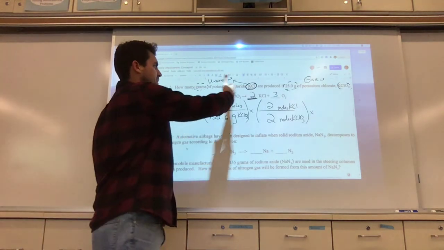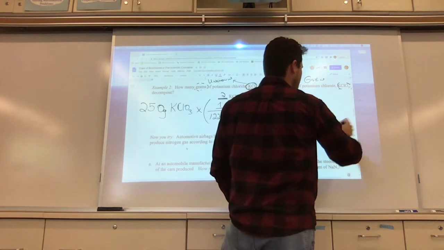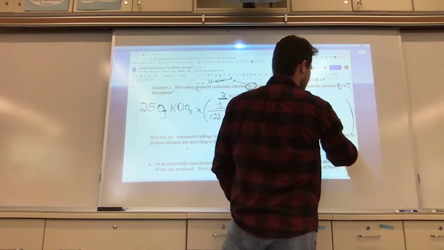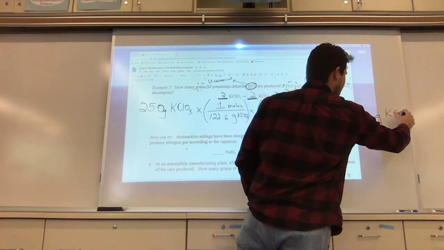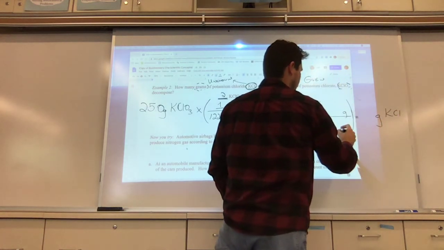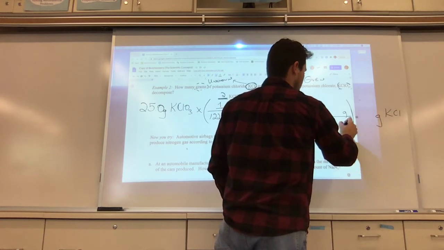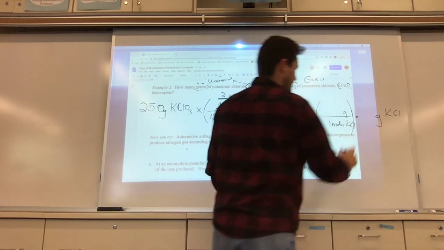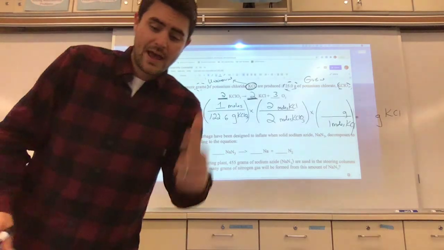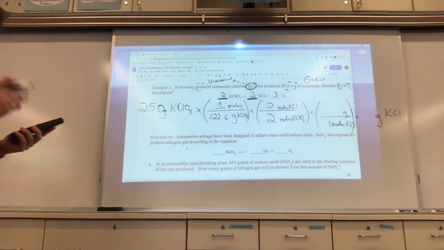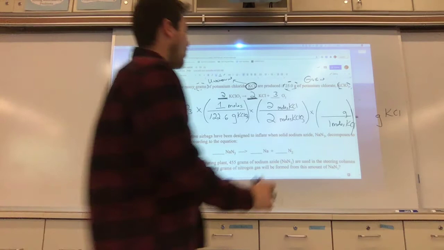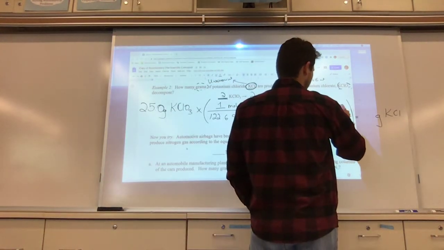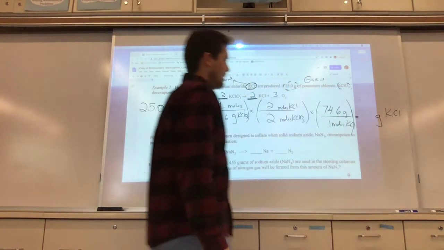The unknown is potassium chloride. I'm going to need potassium chloride's molar mass, and I want to find what the total mass of potassium chloride is, which means the grams will go on top, the moles will go on bottom. Let's calculate the molar mass of KCl. Again, potassium has a mass of 39.1, chlorine is 35.5. I get 74.6 grams per mole.